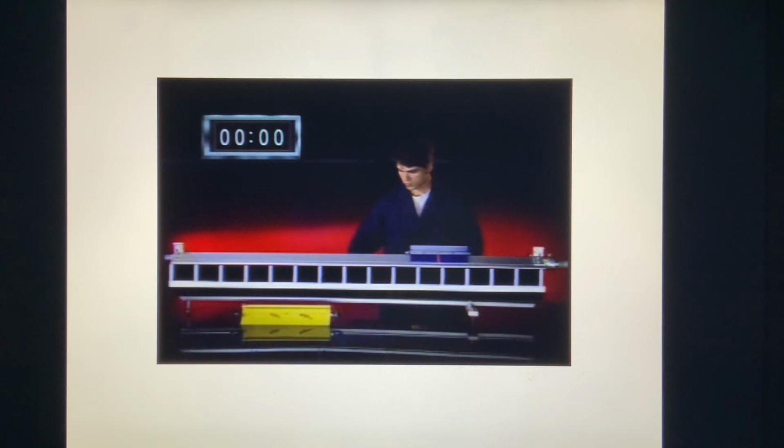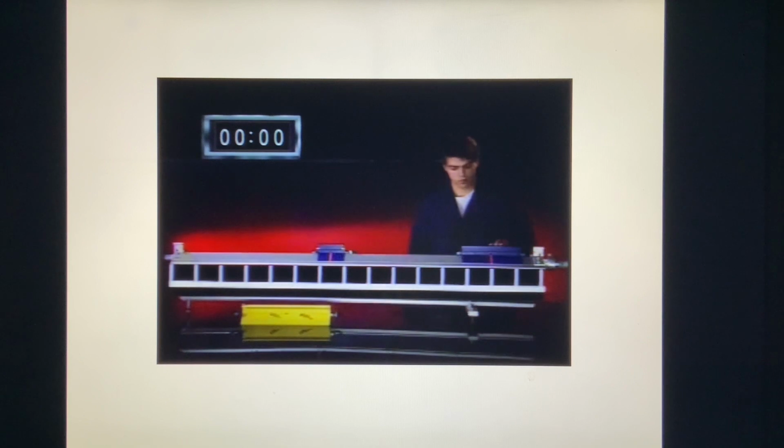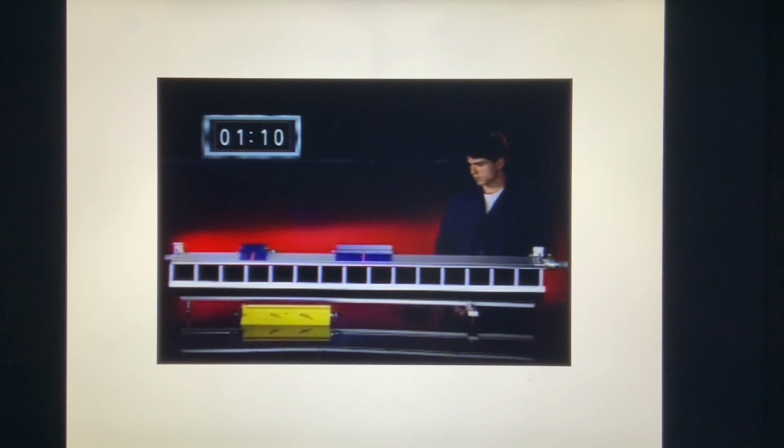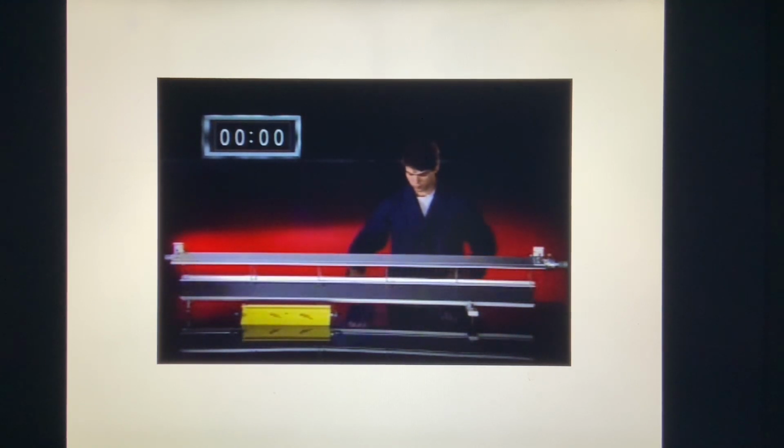What will happen if we switch the gliders so that the heavier glider collides with the lighter stationary glider? This time, the moving glider continues in the same direction after the collision, and the stationary glider flies off at a higher velocity. Now we will try it with the stationary glider of a greater mass.